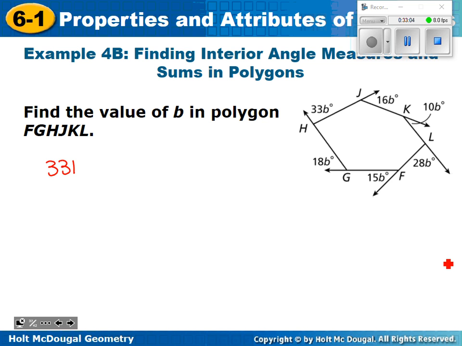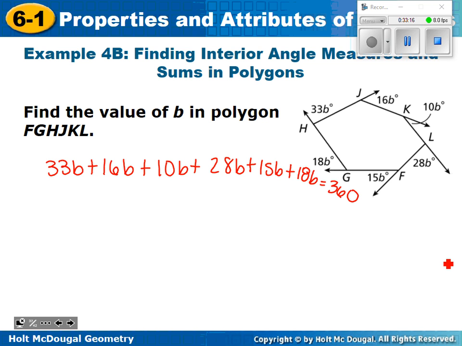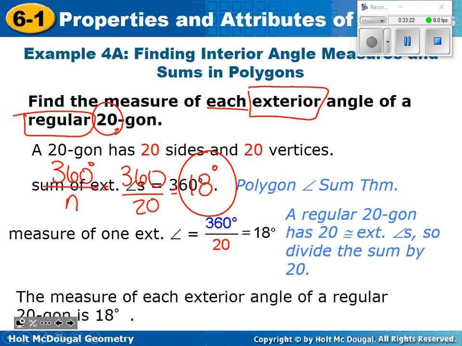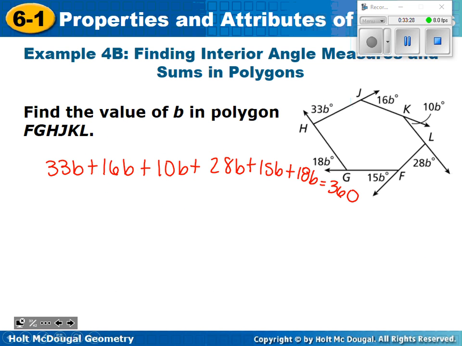We've got 33b plus 16b plus 10b plus 28b plus 15b plus 18b equals 360. And again, you can make sure by checking whether you have the same number of exterior angles listed as you do sides. This is fine. So we have 6 angles and 6 sides, right? So we should have all the angles included.